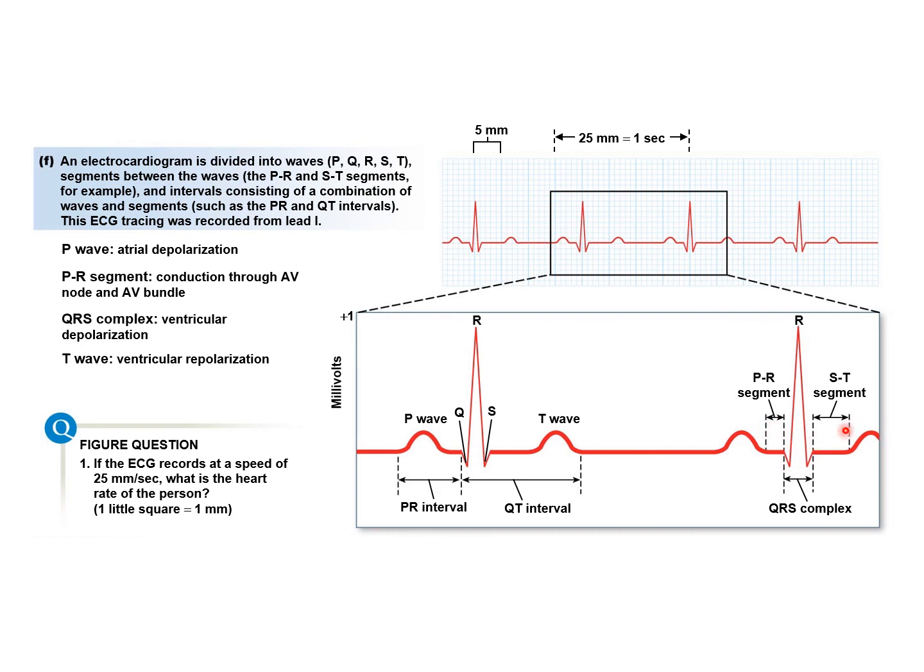PR segment, ST segment can come later. Start with P, the QRS complex, and T. Okay, get those down first, then you can start working on the PR segment and the ST segment.